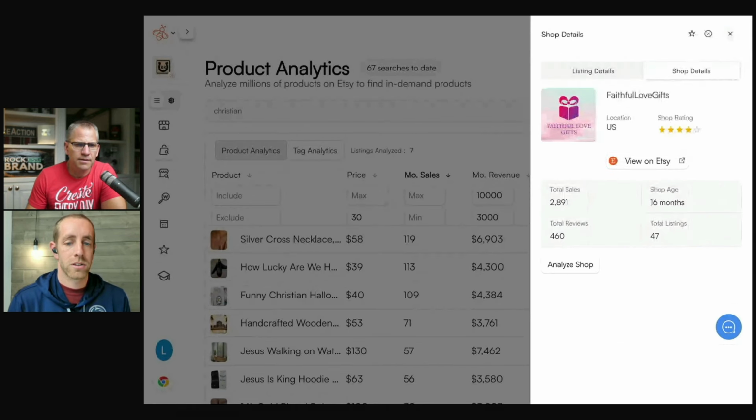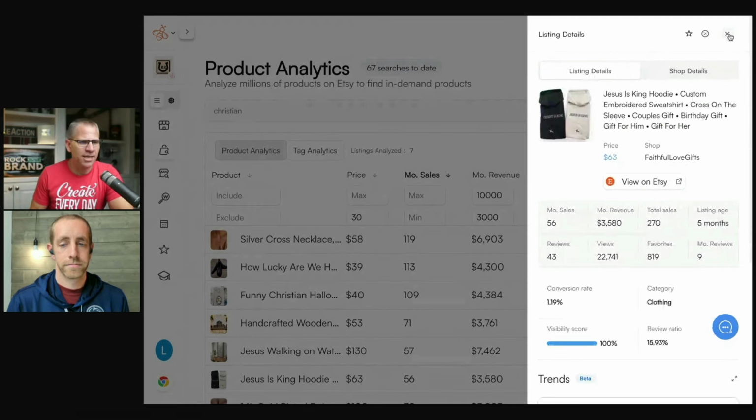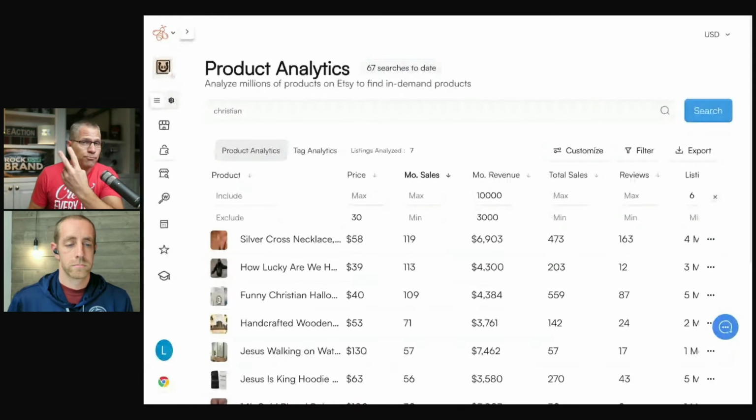16 months old. They've done 2,900 sales, 460 reviews, and 47 listings. So it doesn't look like they have a bunch of home runs, but they have at least one or two things that are doing pretty well for them. Yeah, no, that's great. So there's another one, right? We just literally found 2 products for the Christian niche that you could launch.